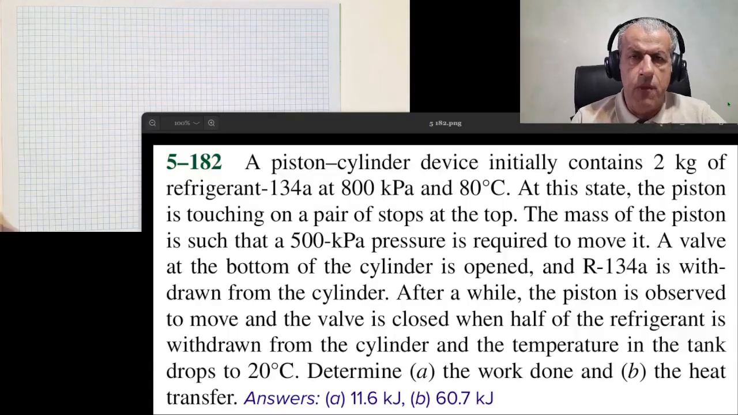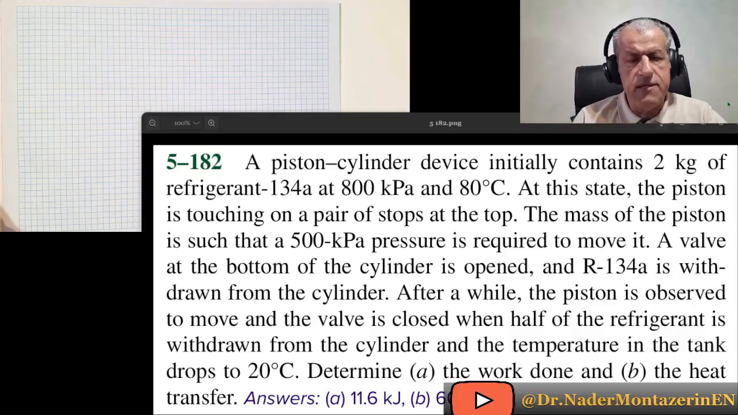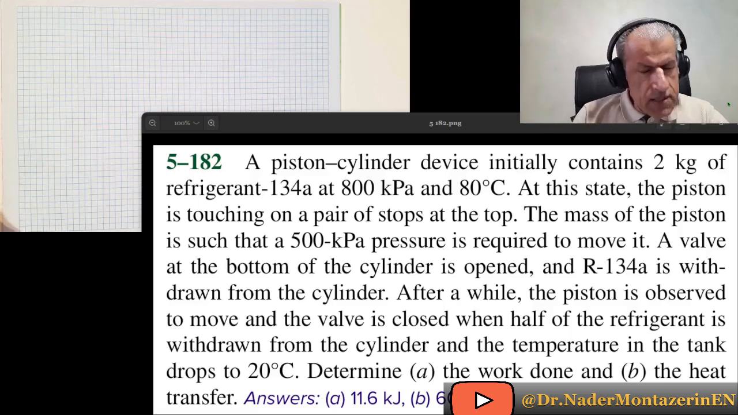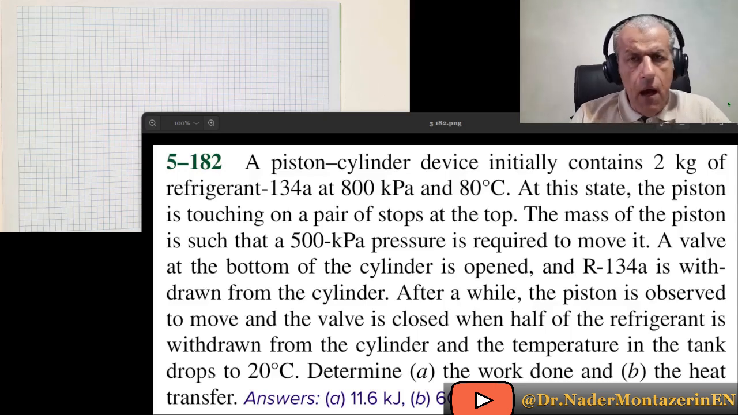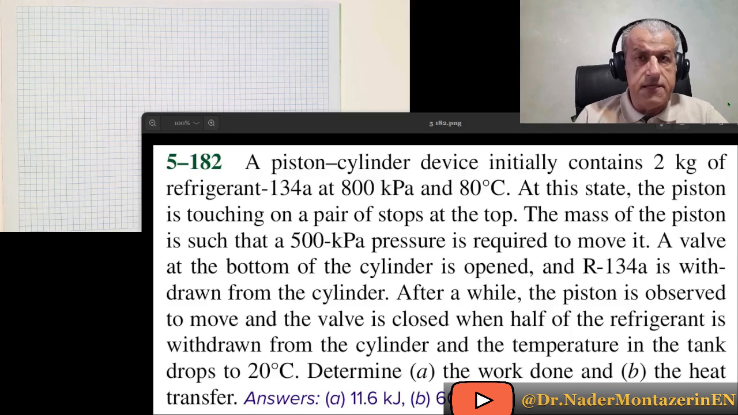Greetings. The problem 5182 from the book Thermodynamics by Senja is an interesting problem because the problem looks pretty straightforward, and reaching the answer as the book has required is pretty simple. But there are very intricate points in the problem which I shall discuss after I have solved the problem and reached the answers that you just see on the picture. Now, let's see what the problem says.